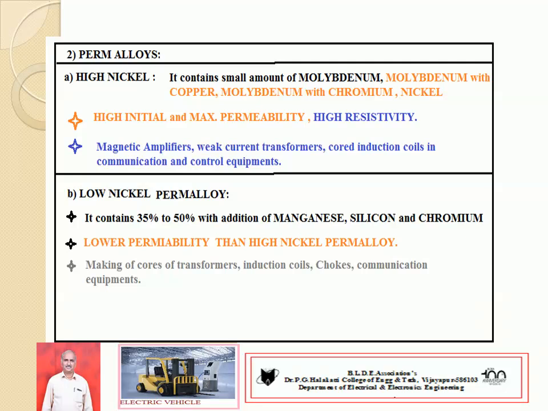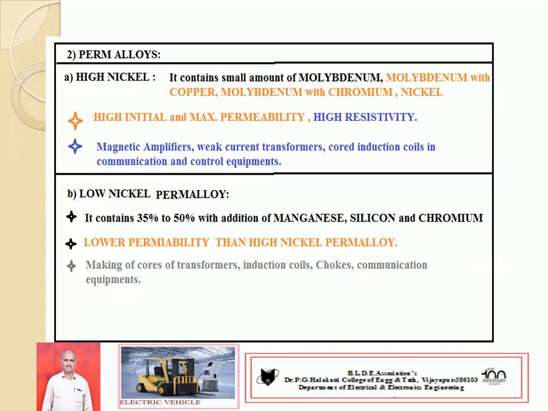So, if nickel is high percent, such a metal is a firm alloy with high nickel content. If nickel content is low, then it is a low nickel firm alloy. It contains 35% to 50% nickel, with manganese and silicon and chromium. Already it is observed that silicon and chromium mainly affect the magnetic properties. The content of silicon and chromium may be different.